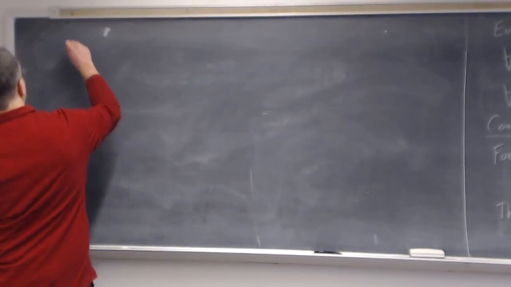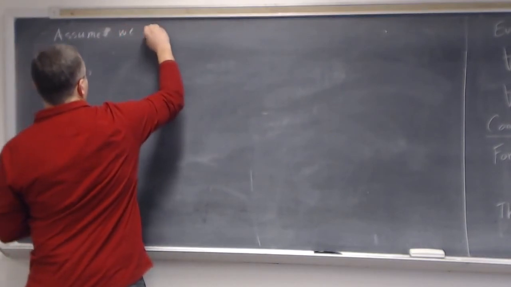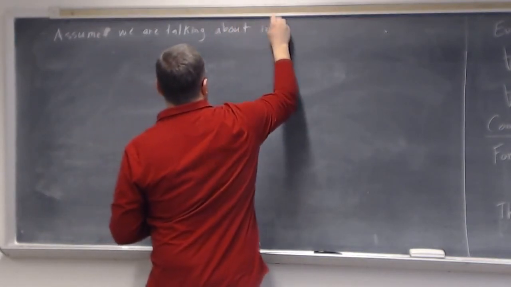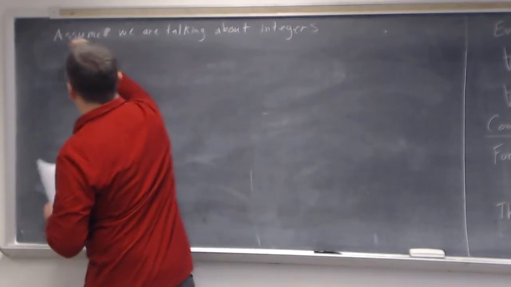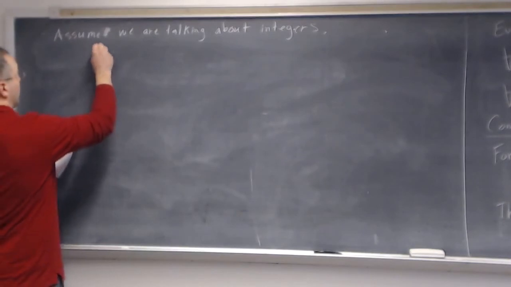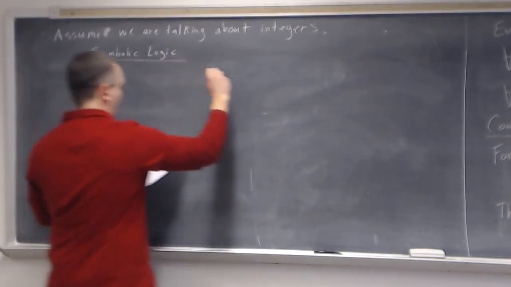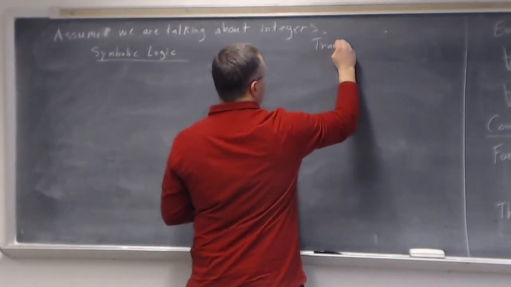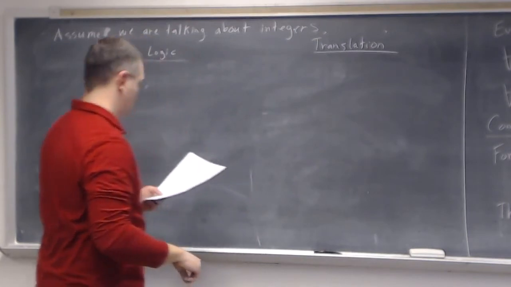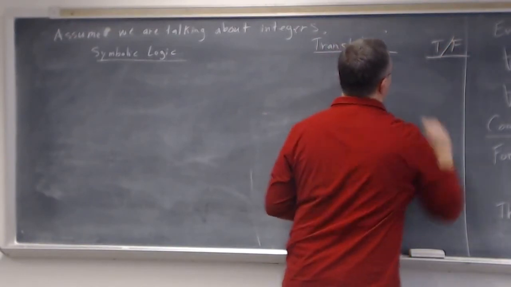Okay. So assume we are talking about integers, so that way I don't have to keep saying is an element of the integers. Okay. All right. So I'm going to have symbolic logic over here. I want to have a translation over here. And let's say true or false on the third column.